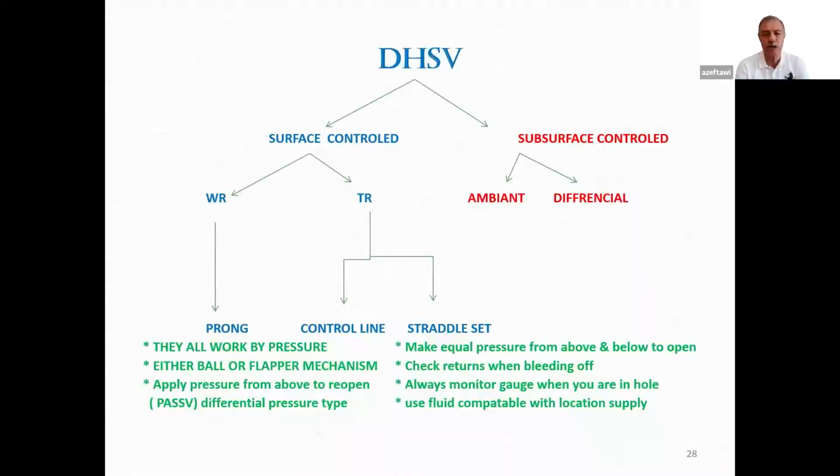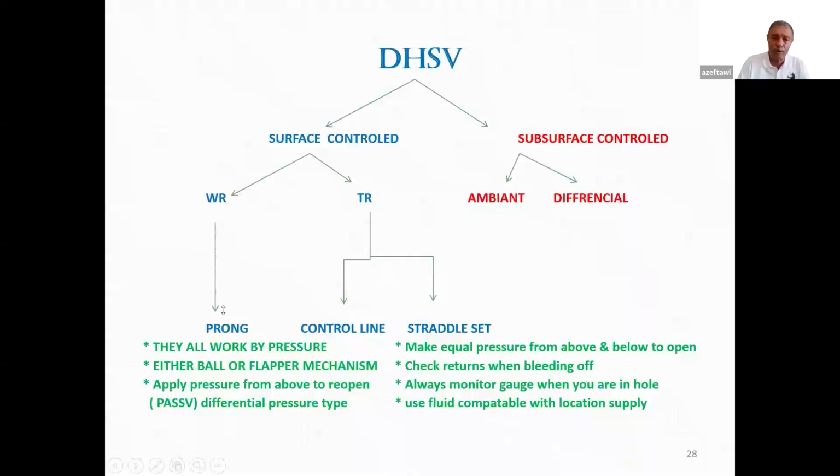This flow chart summarizes the story of the downhole safety valve, where we say that we have surface control and subsurface control. Subsurface control, we had two types, ambient and differential. We stopped using these from last century. Nowadays, we are using the surface control, which has two types: the wireline and the tubing retrievable.